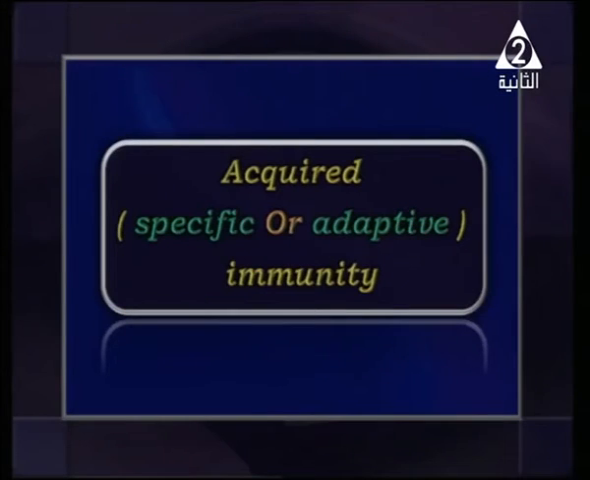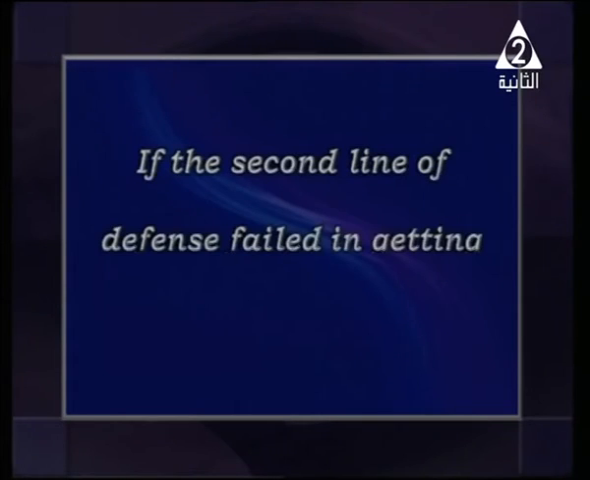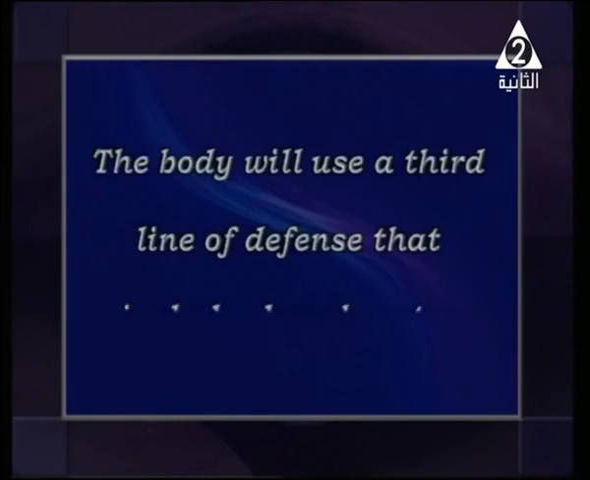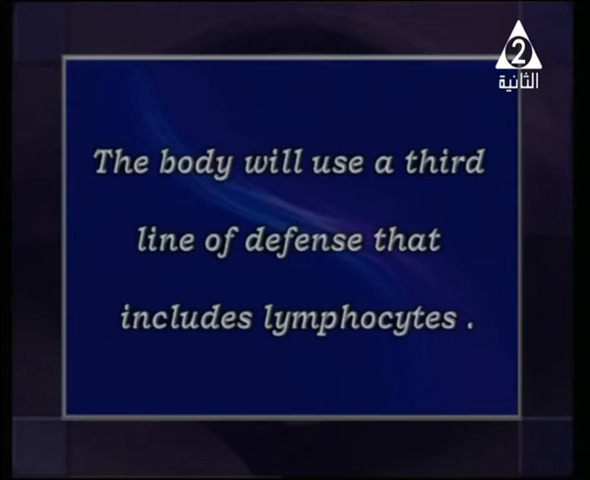After that, we need to start with the acquired, or specific, or adaptive immunity system. If the second line of defense fails to get rid of the foreign body, the body will use the third line of defense. So what did we say? We have three lines of defense.